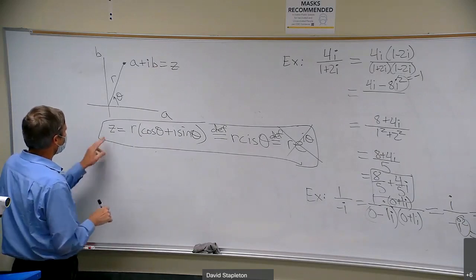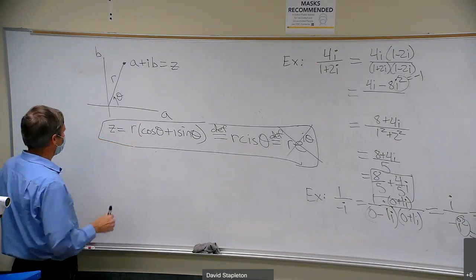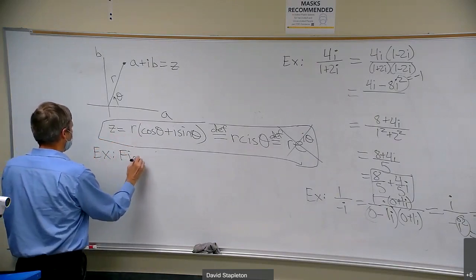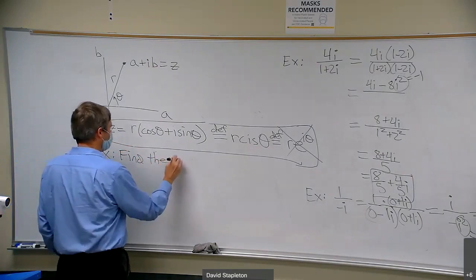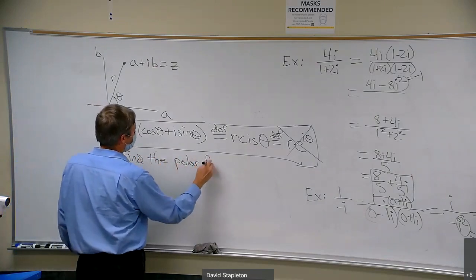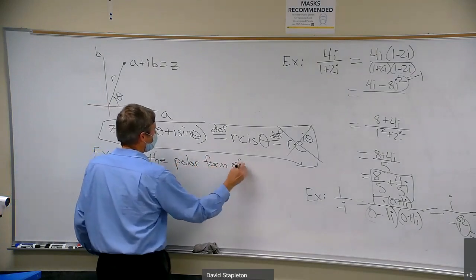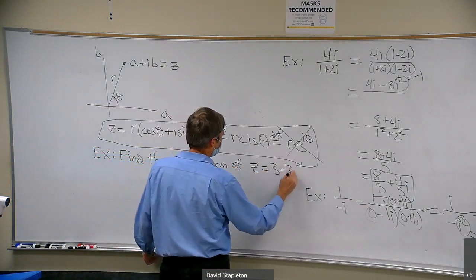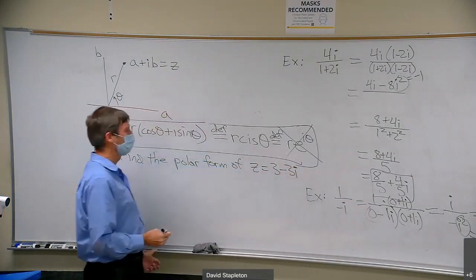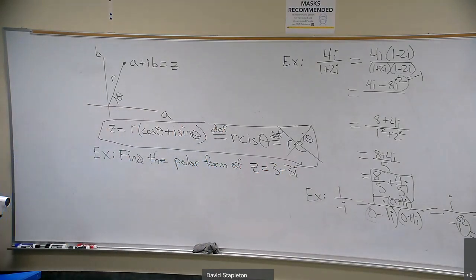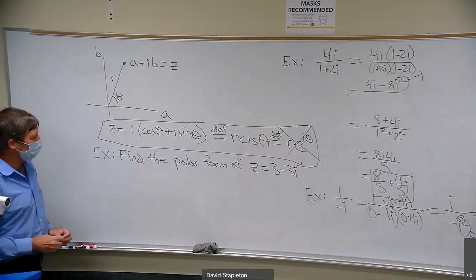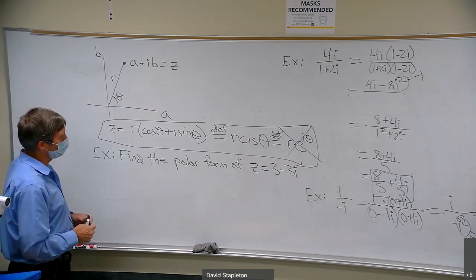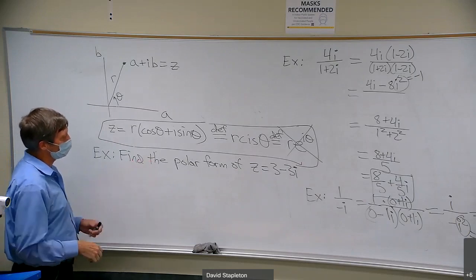Now, we have this. Let's try this out now. Example, find the polar form of the number z equals 3 minus 3i. How about that? And all this amounts to is doing the same calculations you did with polar coordinates for real numbers, right? You could use polar coordinates for the plane. Well, now we've just got a complex plane, but we do the same calculations.